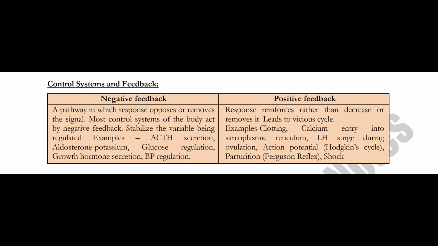Parturition, Ferguson reflex during childbirth. The release of oxytocin stimulates uterine contractions, which in turn cause more oxytocin release, intensifying contractions. Shock. In certain types of shock, positive feedback loops can exacerbate the condition, leading to a rapid decline in physiological function. Understanding these feedback mechanisms is essential for comprehending how the body maintains balance and responds to various stimuli.